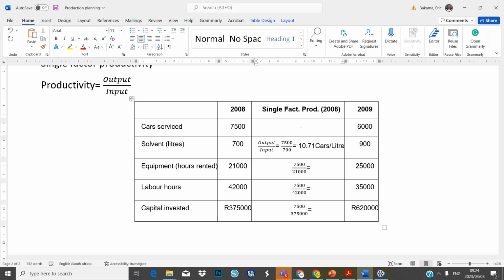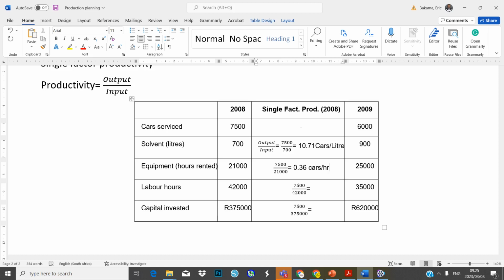Now let's go down here. As we look down here, we still have the equipment that has been used. It's actually in terms of hours that they have rented. So it's 7,500 that we divide by 21,000. Then in this case, we assume that it's 0.35. Actually, it's 0.357, so I want to put 0.36 cars per hour. So this means that every hour the company is servicing 0.36 cars.